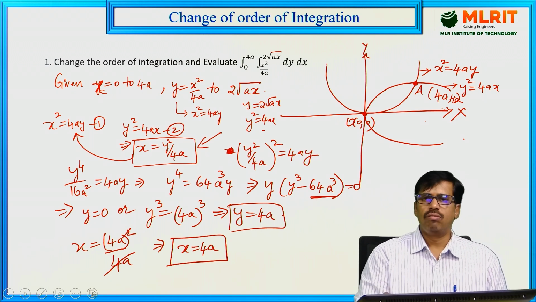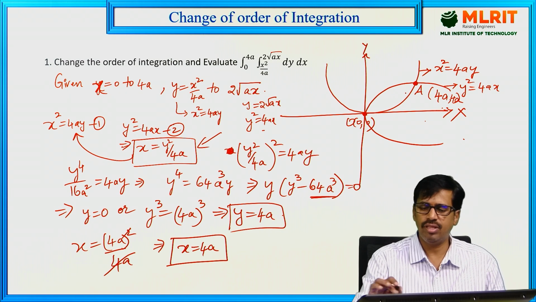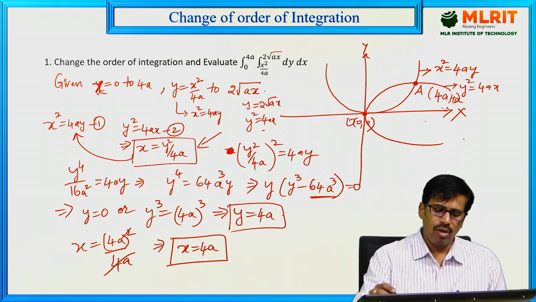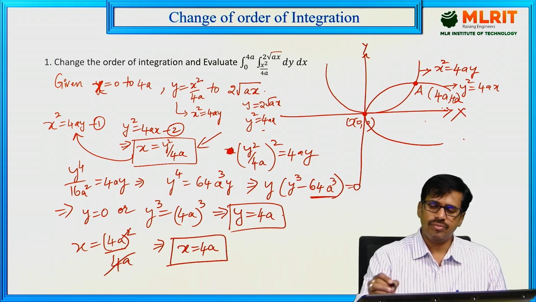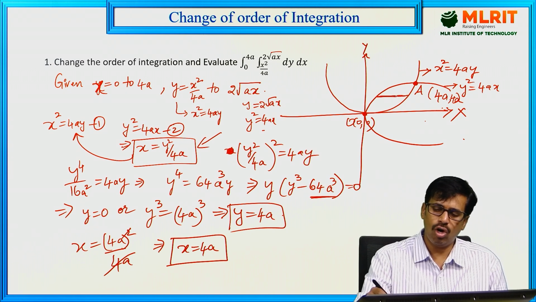Now step 1 is over. This is the region of integration between the two parabolas, right? Now given y is in terms of x, so first we have to write down x in terms of y. So first, to change the order, draw a horizontal line which is parallel to x axis.